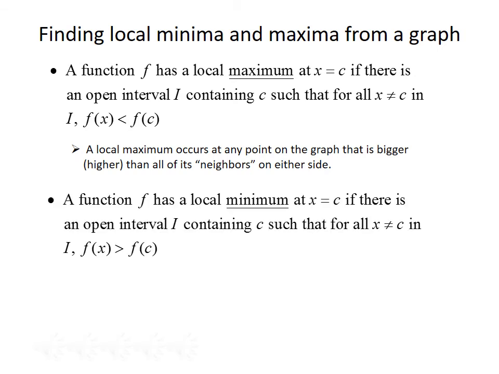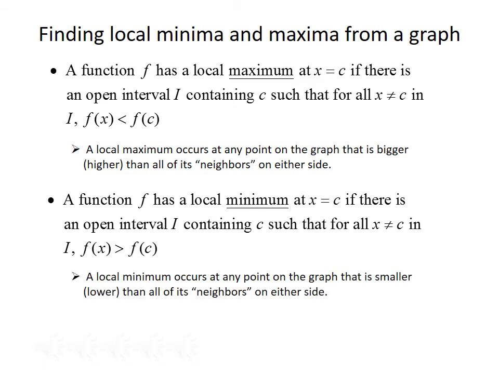And by definition, a function f has a local minimum at x equals c if there's an open interval I containing c such that for all x not equal to c in the interval, f of x is greater than f of c. And basically this means that a local minimum occurs at any point on the graph that is smaller or lower than all of its neighbors on either side. So let's look at an example.